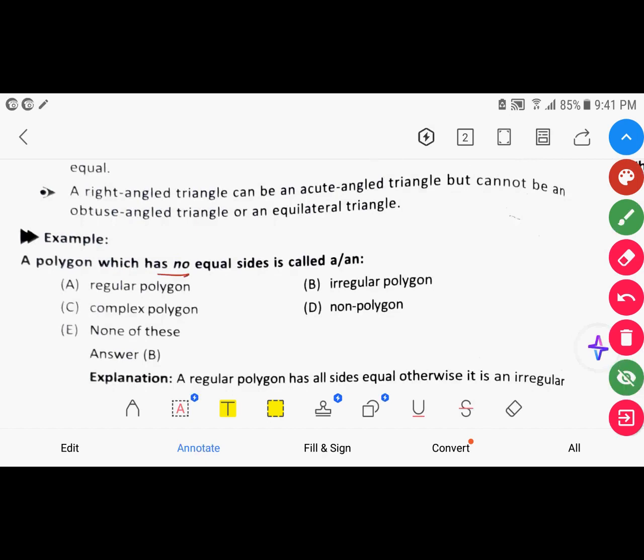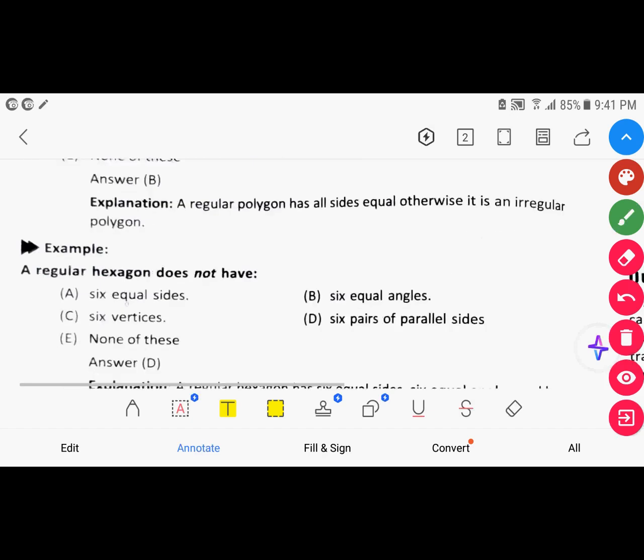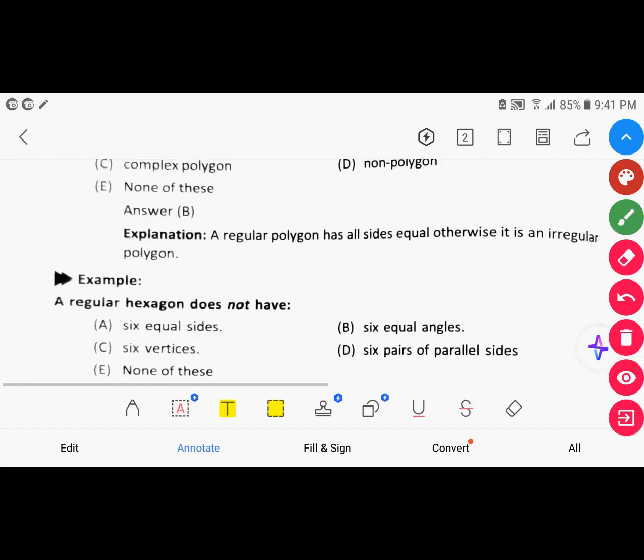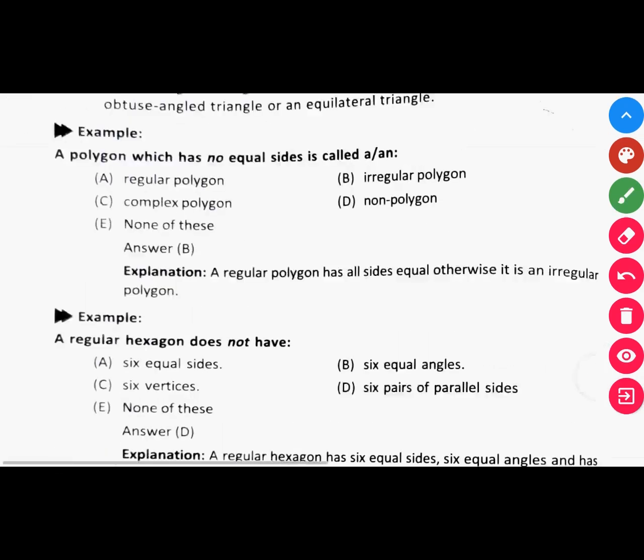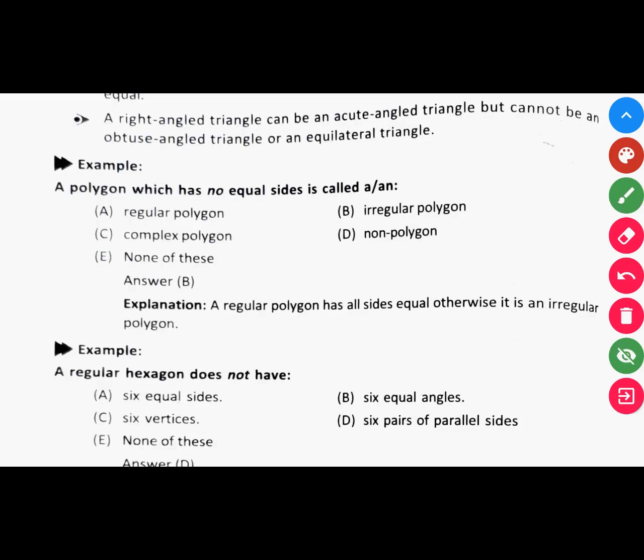Now, a polygon which has no equal side is called an irregular polygon. I already told you, regular and irregular ones. Regular hexagon does not have, what does not have? So there are some options. Six equal sides. Obviously, if the hexagon is regular, its sides are equal. Six equal angles, yes, six equal angles are also there in the regular hexagon. Six vertices, obviously, yes, it has six vertices.